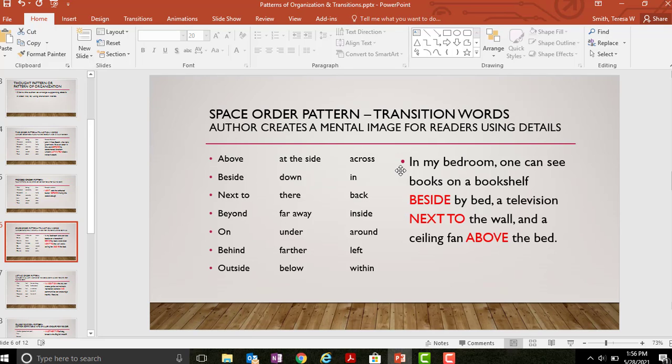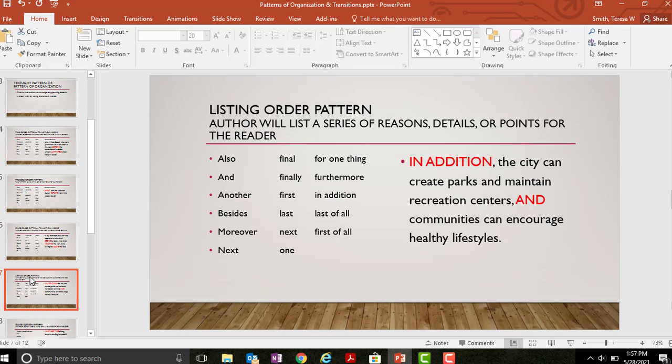In my bedroom, one can see books on a bookshelf beside the bed, a television next to the wall, and a ceiling fan above the bed. And so all these words in red are those transition words used in space order.